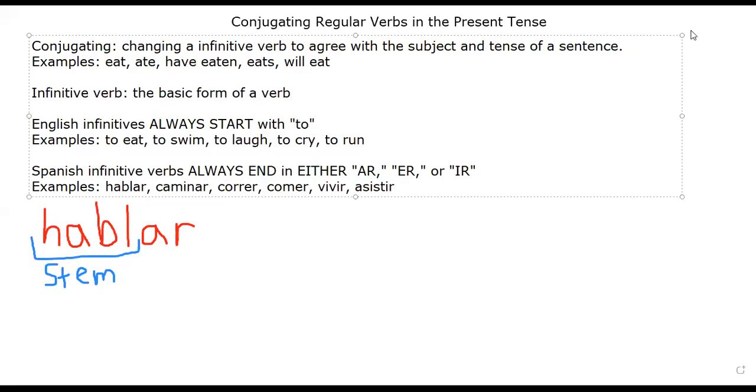Welcome back to C4. My name is Tony, and today we're going to look at how to conjugate regular verbs in the present tense in Spanish. Let's start off with a few definitions.